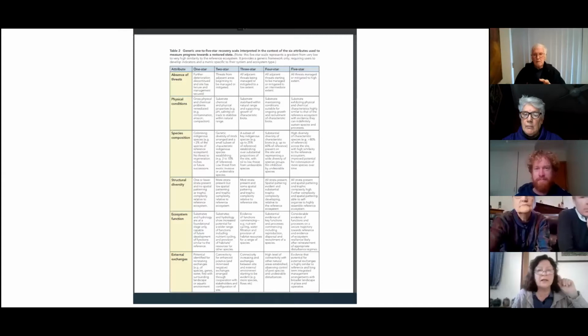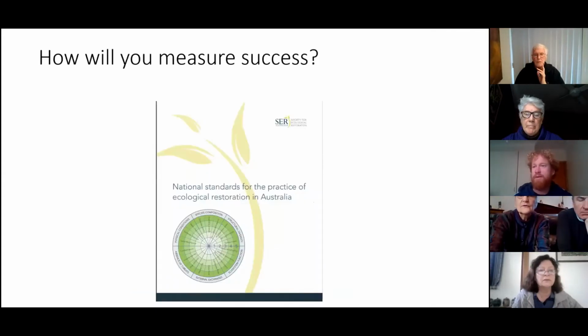Can you repeat the name of the document? This is the national standards, the standards for ecological restoration. Oh, thank you. Yeah.